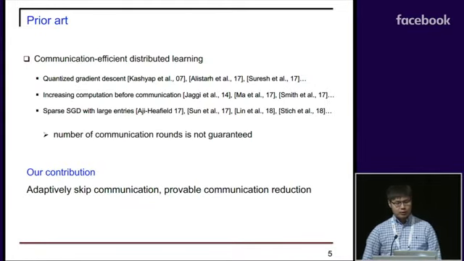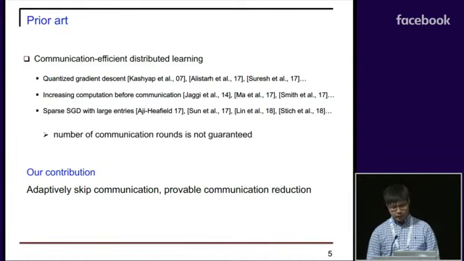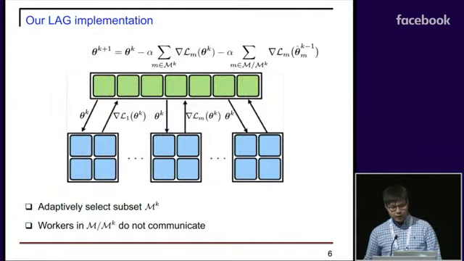There are several works recently that aimed to reduce the communication overhead of GD. For example, using quantized gradient information, increasing computation before communication, or communicating gradient coordinates with large magnitude. However, most of these efforts aim to reduce the communication bits per round, but not the number of communication rounds. Therefore, our contribution is a new algorithm that can adaptively skip communication with provable communication reduction in terms of communication rounds. Our algorithm, called lazily aggregated gradient, LAG, builds on GD.